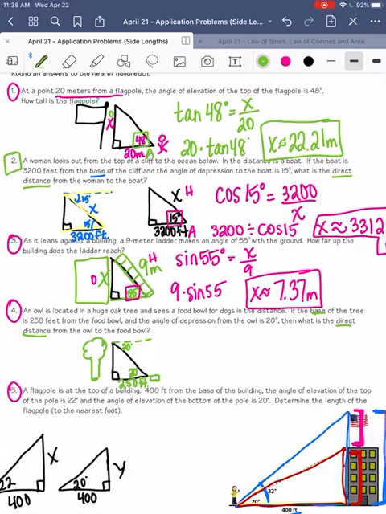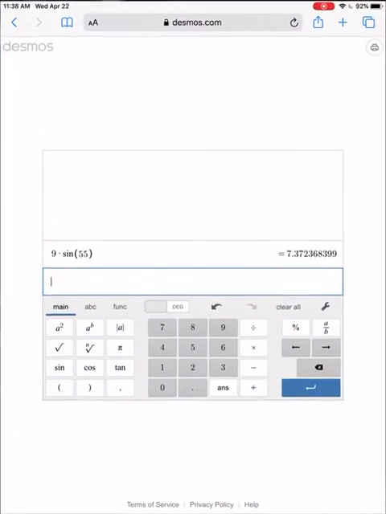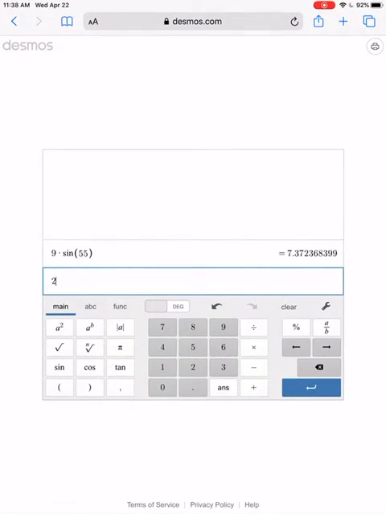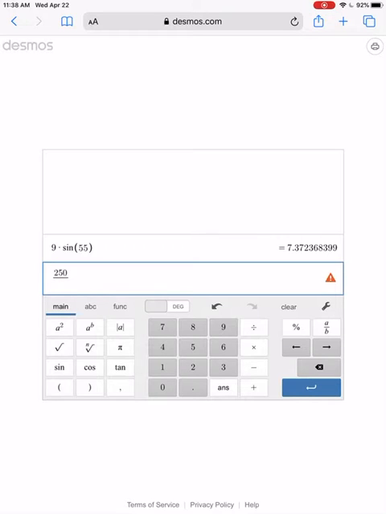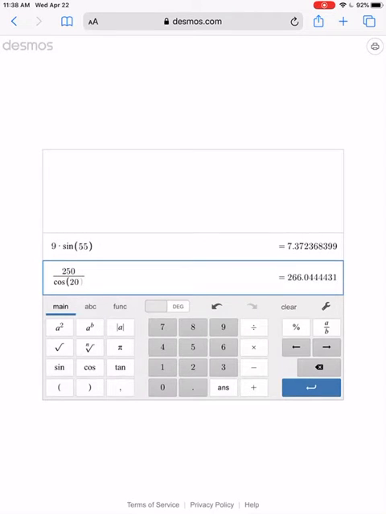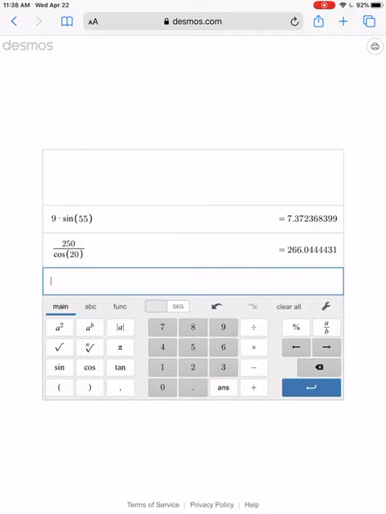Then what is the direct distance? And we talked about that yesterday. Direct distance is the hypotenuse. Okay, so now we can label it according to this 20. This is our A and this is our H, so that's cosine. So cosine 20 degrees equals A over H. And then because our X is in the denominator, it's divide. So 250 divided by cosine 20. And let's type that in. 250 divided by cosine 20, 266.04.